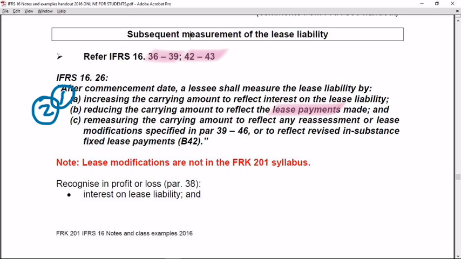Number C, this carrying amount can also be adjusted for any remeasurements from reassessment or lease modifications. But please note, reassessments and lease modifications are not in the FRK 201 syllabus. A further measurement principle is that items to be recognized in profit or loss relate to the interest on the lease liability. So the interest is recognized in profit or loss, and any non-lease components forming part of your lease payment.